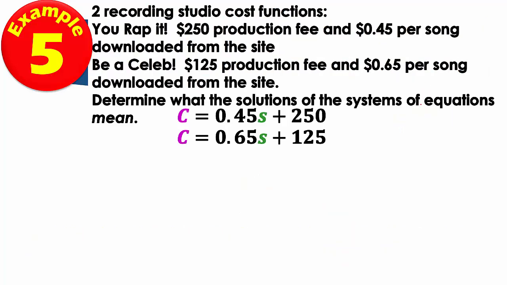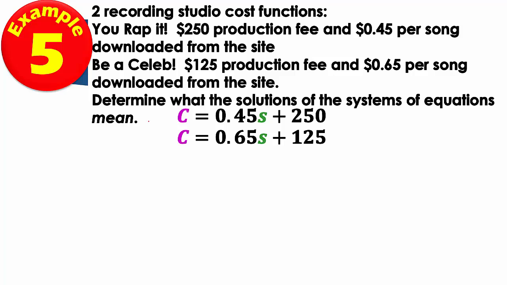And last examples. We have 2 recording studios, and they have cost functions. URapid has a $250 production fee and a 45-cent per song download. Be a Celeb has a $125 production fee and a 65-cent per song download. We want to determine what the solutions of the systems of equations mean.